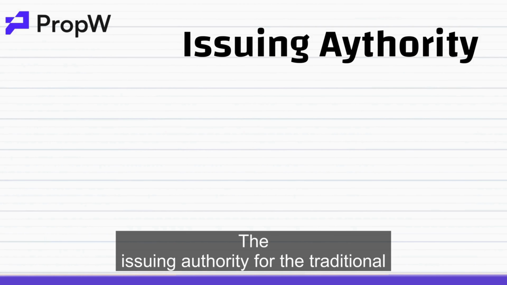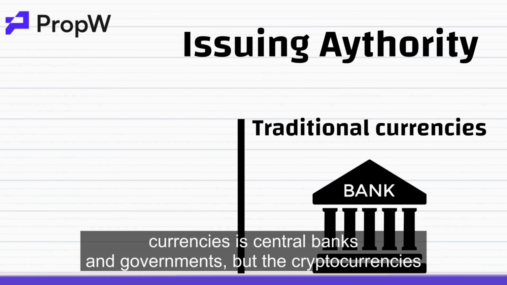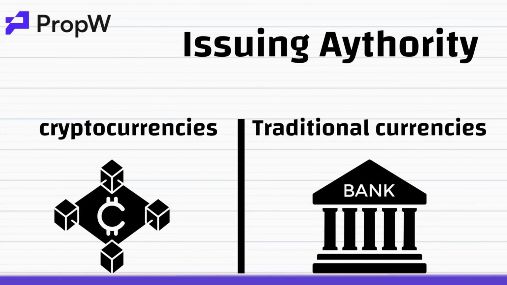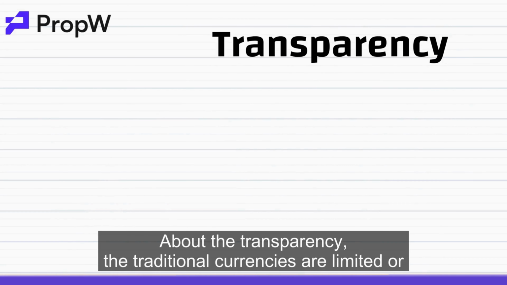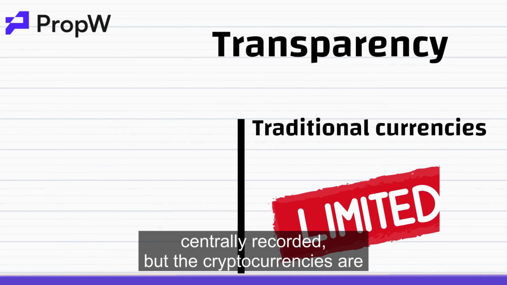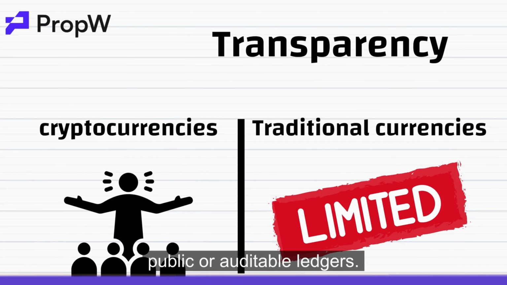The issuing authority for the traditional currencies is central banks and governments, but the cryptocurrencies are decentralized networks, or we can say the blockchain. About the transparency, the traditional currencies are limited or centrally recorded, but the cryptocurrencies are public or auditable ledgers.